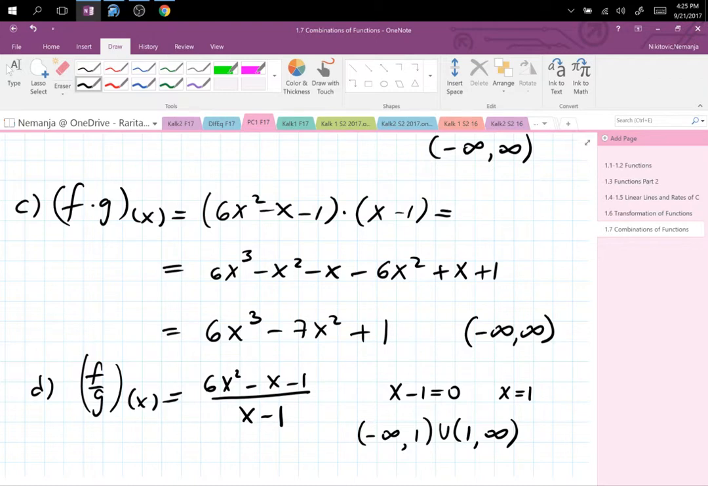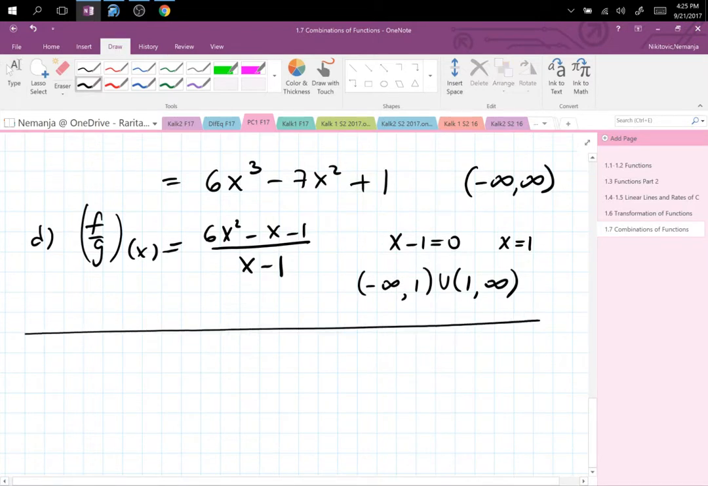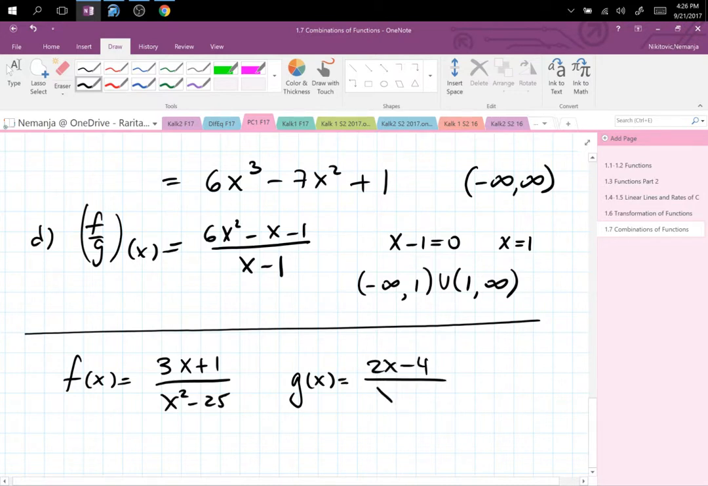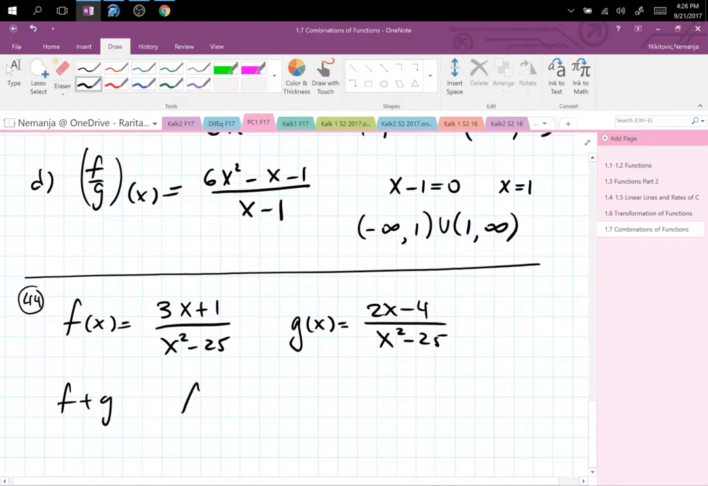Let's work on a slightly spicier example. Same rule, same question, everything the same, different functions. f of x equals 3x plus 1 over x squared minus 25, g of x equals 2x minus 4 over x squared minus 25. This is problem 44. f plus g, f minus g, f times g, f divided by g.